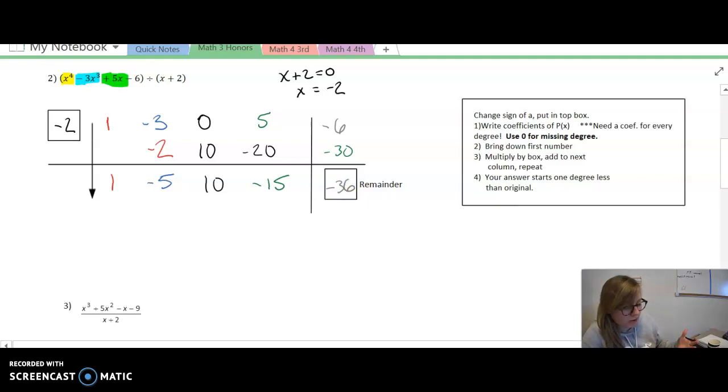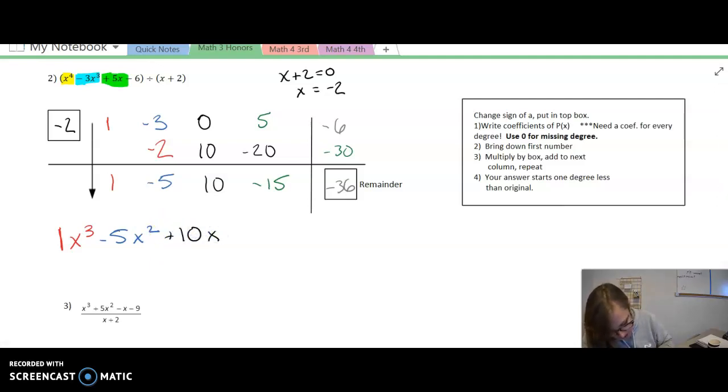Then lastly, we're going to write our answer. So we're going to start with our first one. And remember, we're going to start 1 degree less than the original. And our original is x to the 4th, so we're going to start with x to the 3rd. So we have x to the 3rd, and then we have negative 5x to the 2nd. Then we have plus 10x, and then our new constant is 15. And then we have a remainder of negative 36.